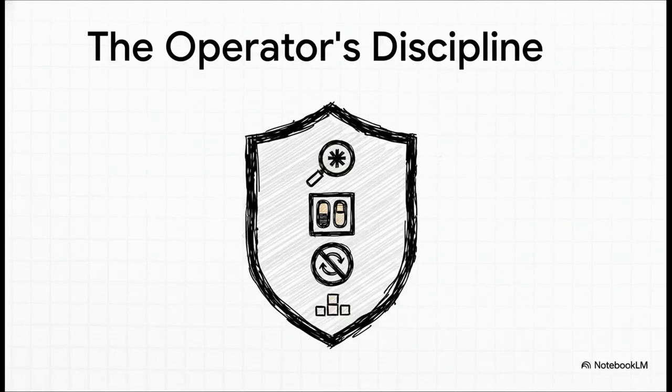So let's just boil this all down into a few rules. The operator's discipline. Rule 1, validate wildcard behavior. Always, first thing you do. Rule 2, be scientific. Change only one variable per run. Rule 3, don't confuse a redirect with a real find. And finally, the most important rule. Start small until the target proves to you it's worth a deeper look.